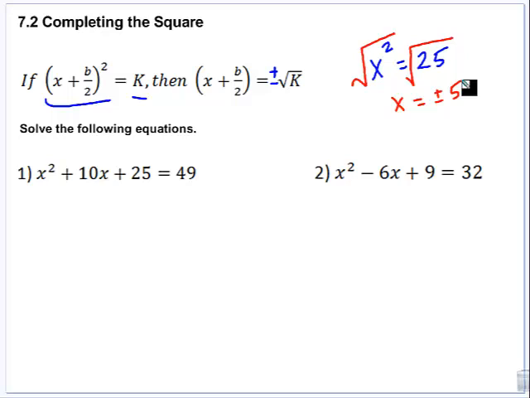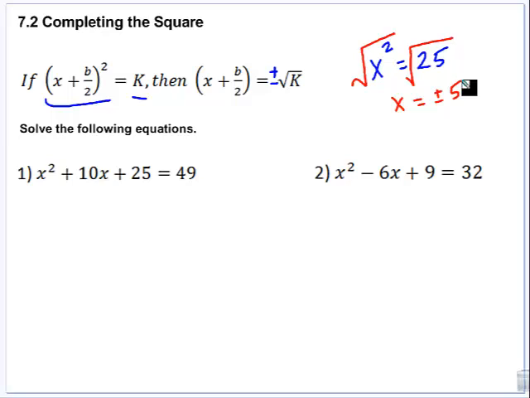So that's essentially the process that we're going to use to solve these equations. We're going to factor down our quadratic, and for these first two examples, they will factor into perfect squares. And then we will get something that's squared on the left-hand side, and then take the square root of both sides of the equation.